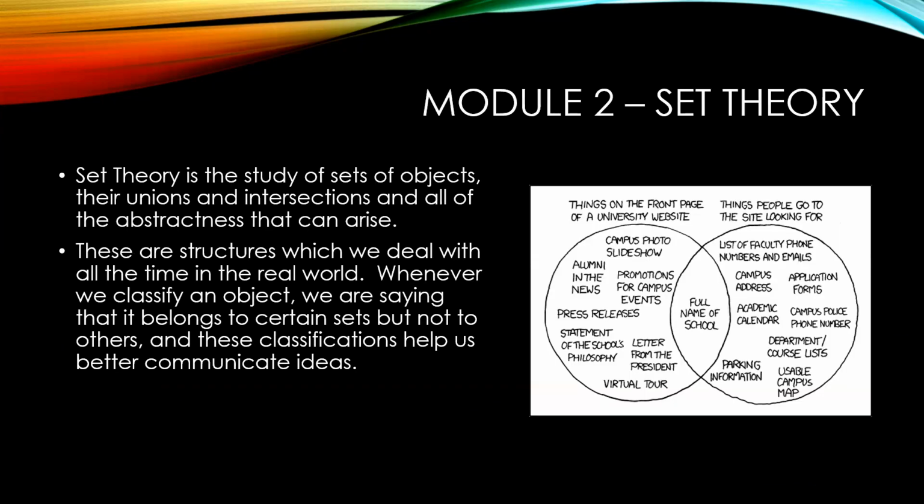And so, set theory is the study of sets of objects, their unions and intersections, and all of the abstractness that can arise. These are structures which we deal with all the time in the real world. Whenever we classify an object, we are saying that it belongs to a certain set, but not to others. And these classifications help us better communicate ideas. That's really the biggest, broadest picture of what set theory is all about. It's trying to understand how we can classify things. And once we've started to classify things, we can try and better understand the sets and their connections.